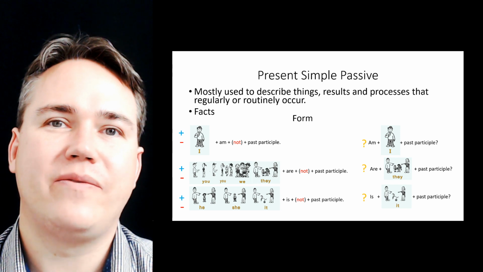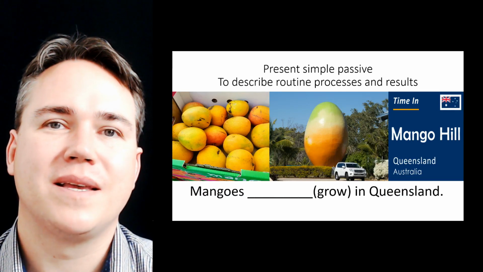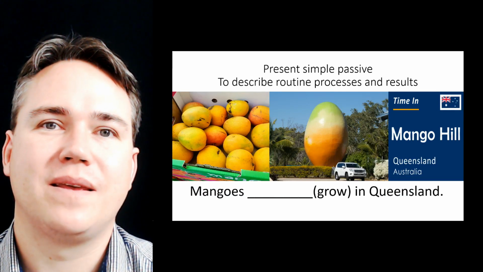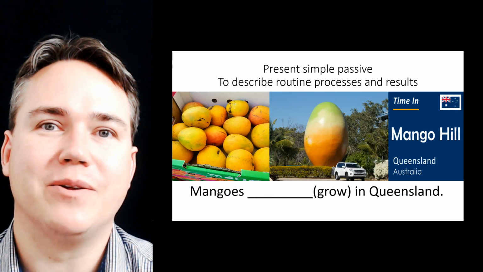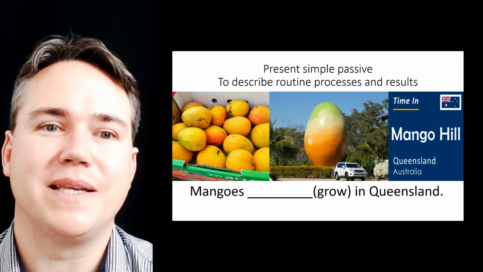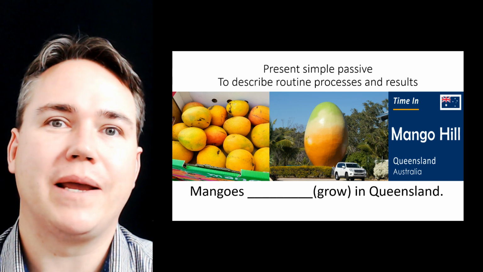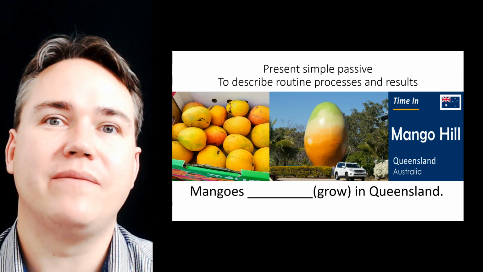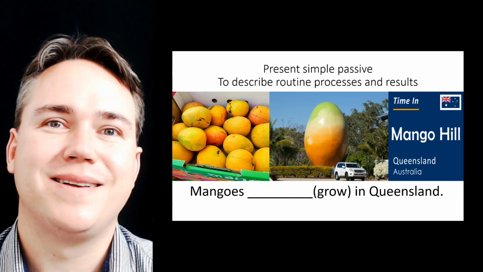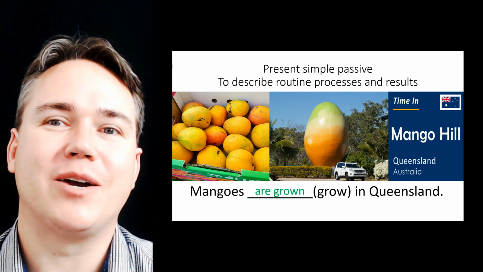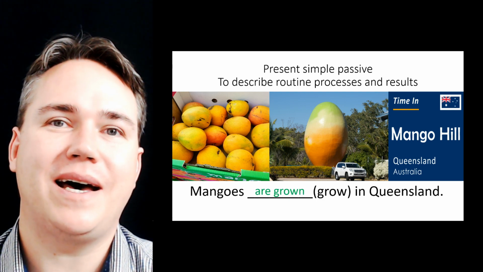Now that you know the form, let's see if you can make correct sentences from these prompts. So let's look at the first one. This is so everyday, there's a hill. It's actually called Mango Hill in Queensland. So you see mangoes, plural, and the verb grow. That's right, mangoes are grown in Queensland and they are delicious.